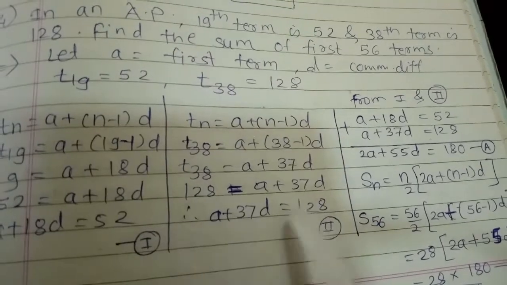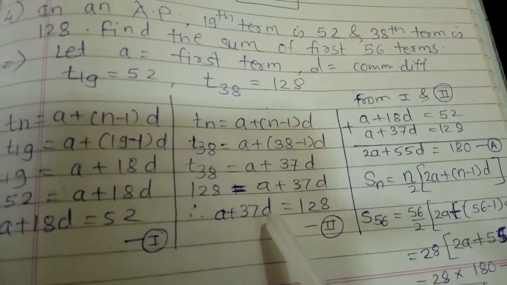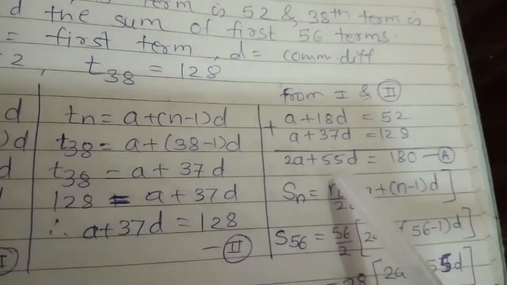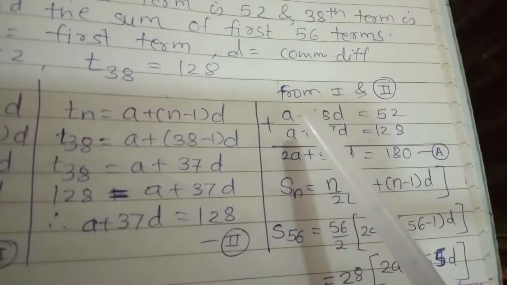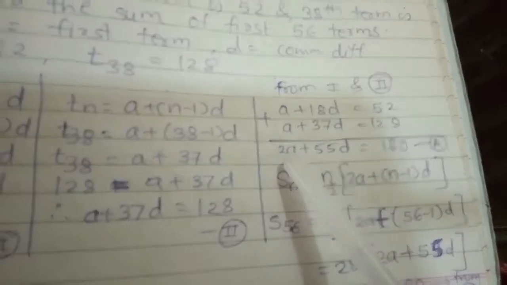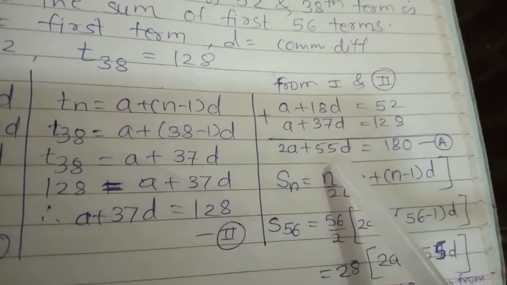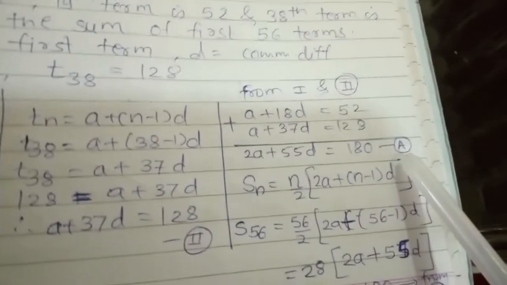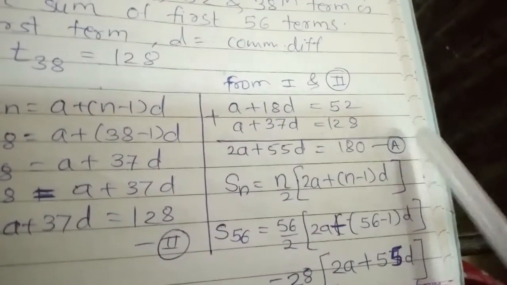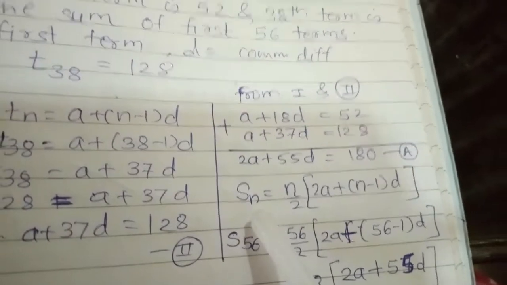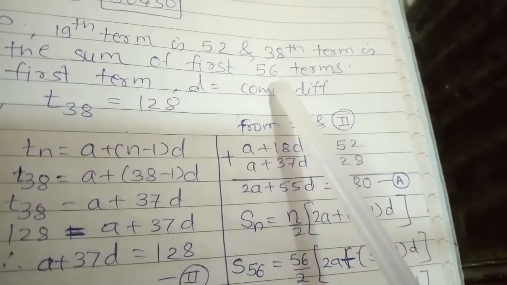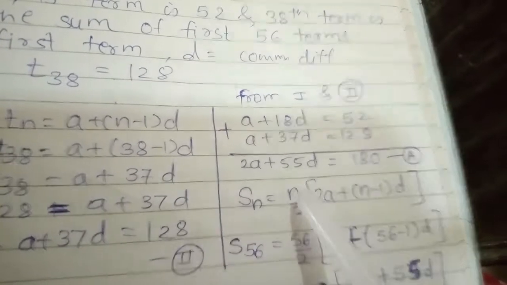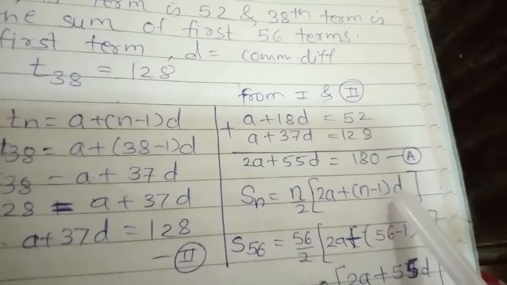Now we solve these two equations by the simultaneous equation method. We take these two equations and take the addition: a plus a is 2a, the addition of the d terms is 55d, and the addition on the right is 180. We put it as it is, calling it equation A. Now we are going to use the formula, because we have to find the sum of first 56 terms. The formula for the sum is Sn is equal to n by 2 in bracket 2a plus n minus 1 into d.